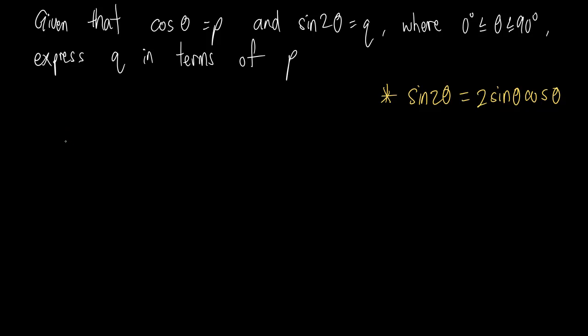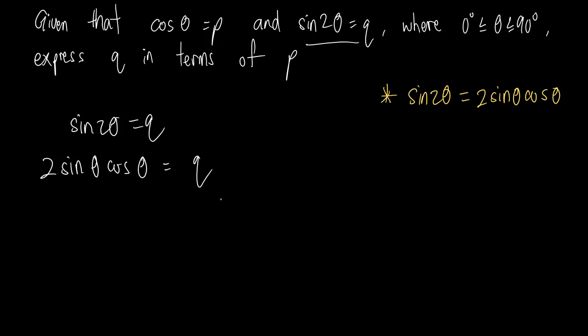When we are asked to express Q in terms of P, we must first make Q and P be in the same equation. The way we link them together is by using the double angle formula. We know that sine 2 theta is equal to 2 sine theta cosine theta, so we can rewrite sine 2 theta equals Q into 2 sine theta cosine theta equals Q, because sine 2 theta is 2 sine theta cosine theta.